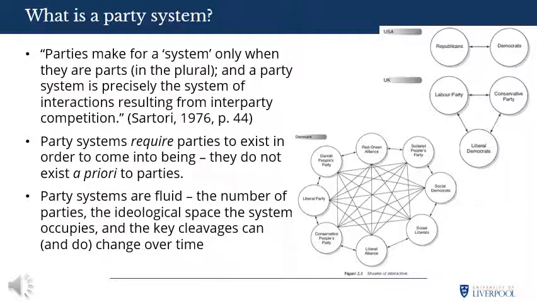For example, the party system in Scotland used to be structured around the left-right class-based cleavage, but with the rise of independence as a salient political cleavage, turbo boosted by the 2014 Scottish independence referendum, the party system has been reconfigured to account for this new cleavage. So the party system is not something which exists in the abstract prior to parties, but rather party systems require parties to exist in order for the party system itself to have meaning.